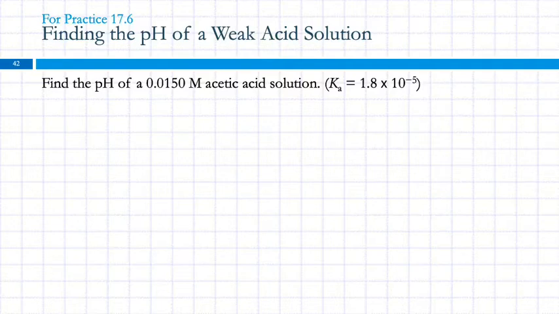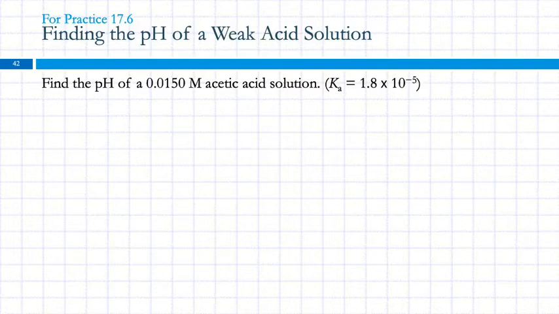Find the pH of a 0.0150 molar acetic acid solution. Ka is 1.8 times 10 to the minus 5. The problems in the textbook do not give you the Ka value in the problem. They make you go back to the table and look it up. But it gets super tedious doing that in the PowerPoint, so I just type them in.